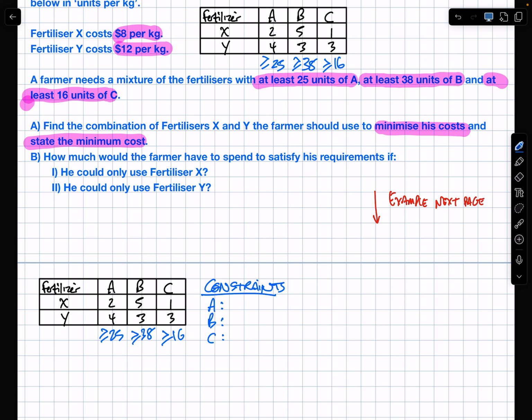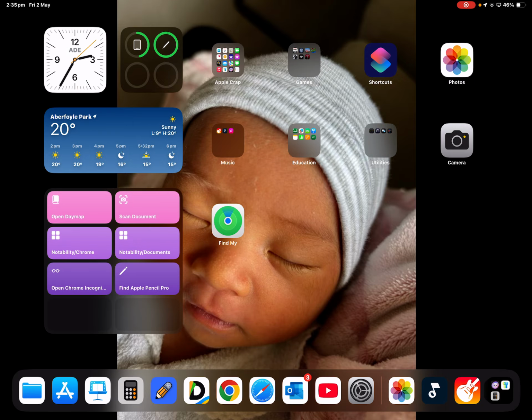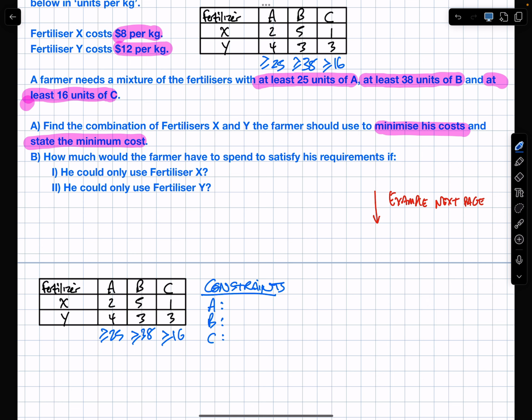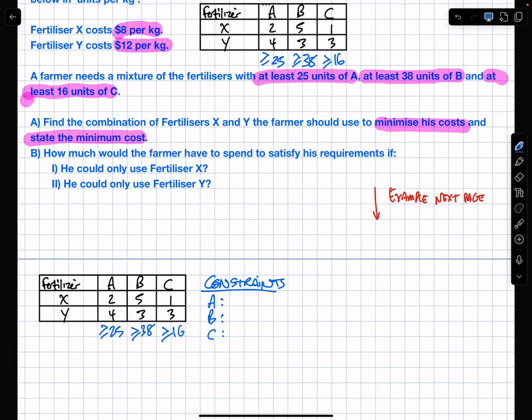What's the constraint for A? That would be... Oh, there's a baby. Sorry. What's that? 2x plus 4y. Say in the right order though. 2x plus 4y greater than or equal to 25.